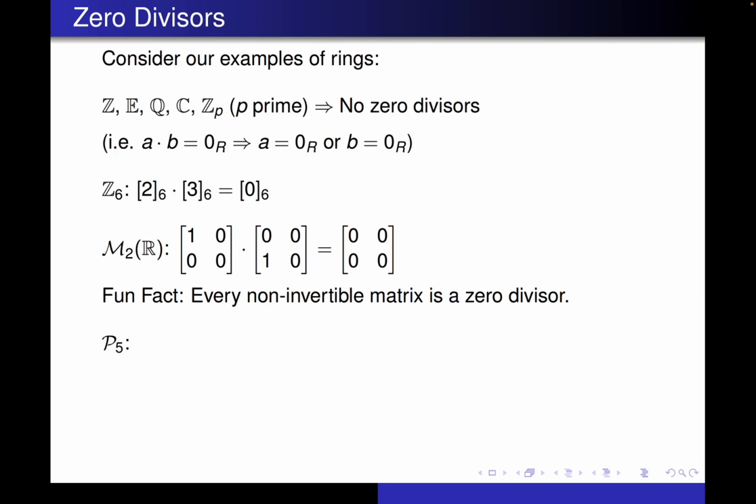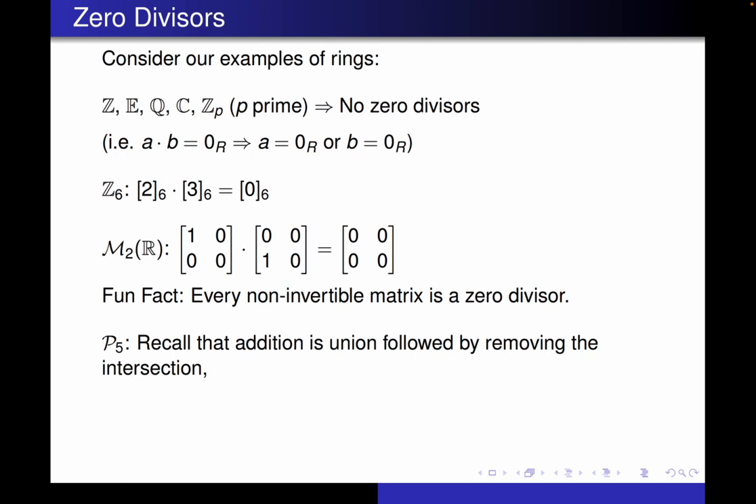All right, so if we look at P5, and remember P5 is the power set of a set with 5 elements, that has zero divisors as well, but let's remember how addition and multiplication work. Addition, when you're adding two sets together, you're taking the union and then removing the intersection. And so that means our additive identity is going to be the empty set. And also remember that multiplication is intersection.